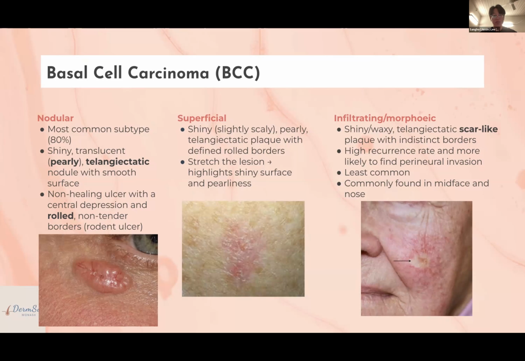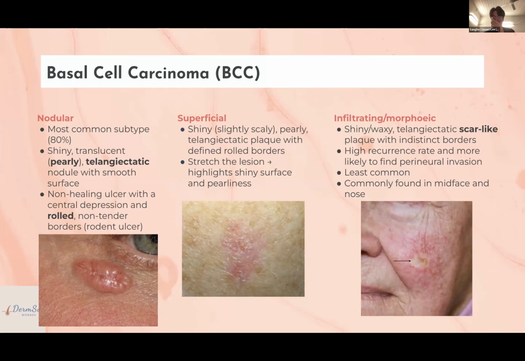You've got the superficial type as well, which present more like a plaque sort of shape, but with similar characteristics. So shiny surface, pearly, bit of rolled edges, and underlying telangiectasia. And when you stretch these lesions, these show really that shiny surface and pearliness that are commonly found in BCC lesions.